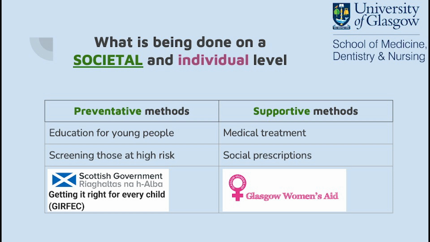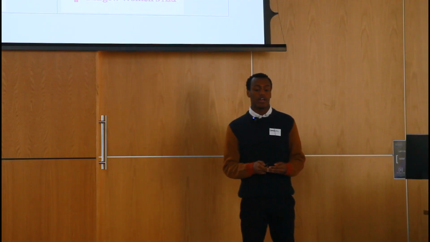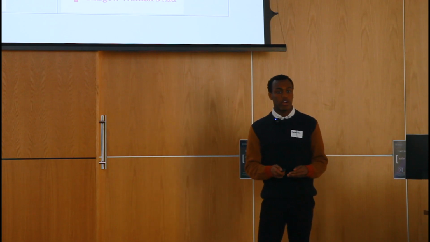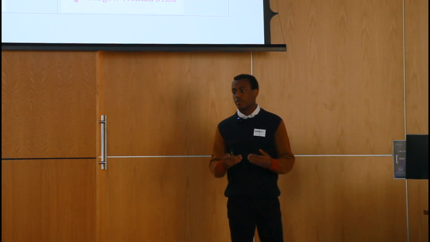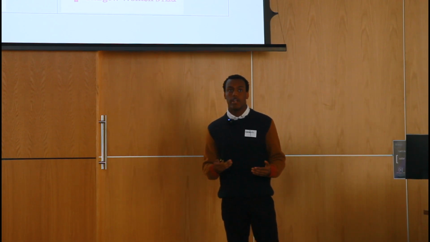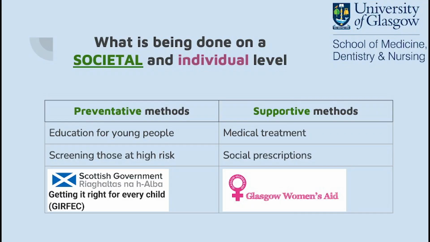Screening those that are higher risk, so you could look at people who are parents who have experienced adverse childhood experiences, looking at their kids, screening them early for ACEs. And that's seen in the Scottish Government's Getting It Right for Every Child. They're increasing the exposure of the UN Children's Rights Charter to give those kids more experience of what they deserve in different environments.